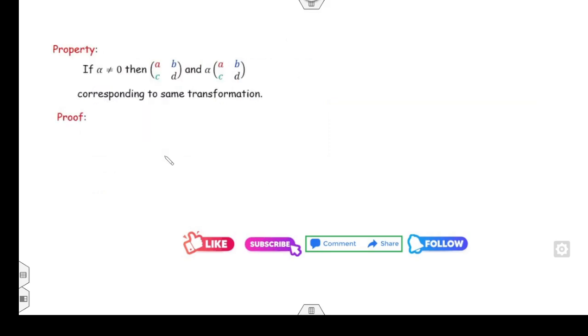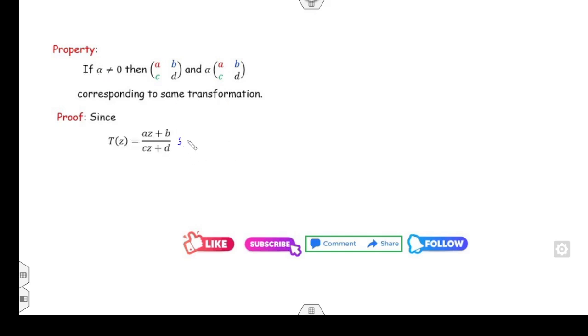Now, the first important property related to the matrix format: if you have the matrix A, B, C, D corresponding to the Mobius transformation (az plus b) divided by (cz plus d), then for any alpha which is non-zero, if you multiply with alpha, they have the same representation. That means this is the same as (alpha a plus alpha b) divided by (alpha c and alpha d). Fine. The proof is very simple.